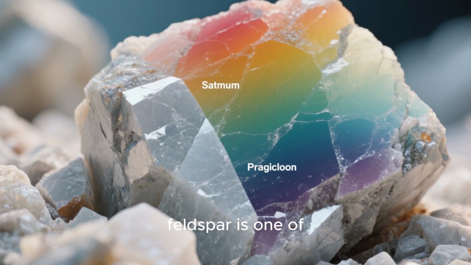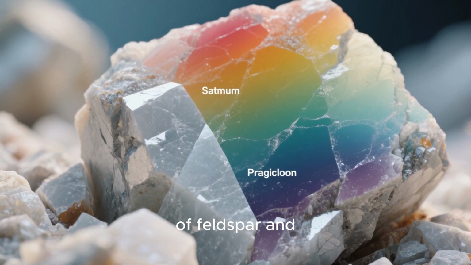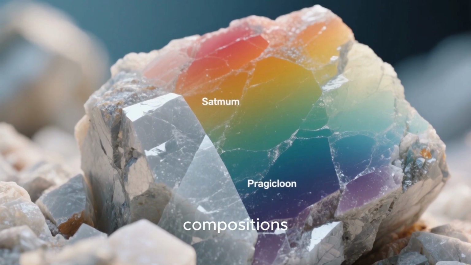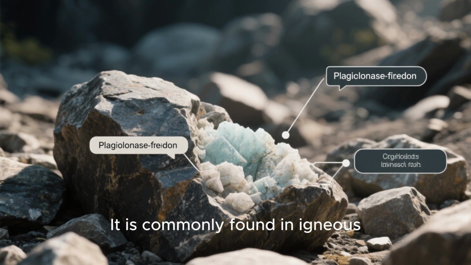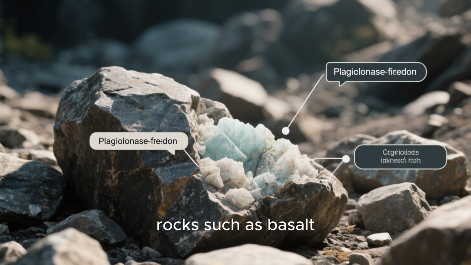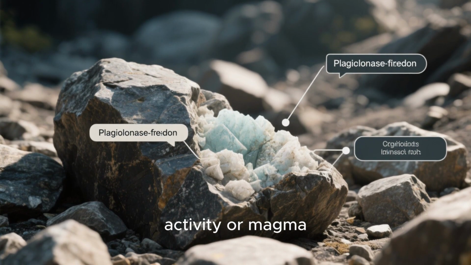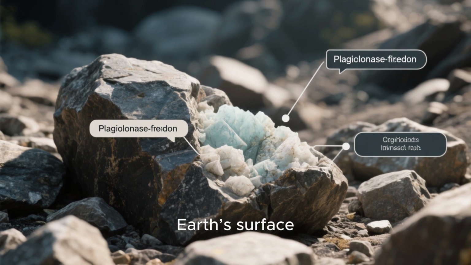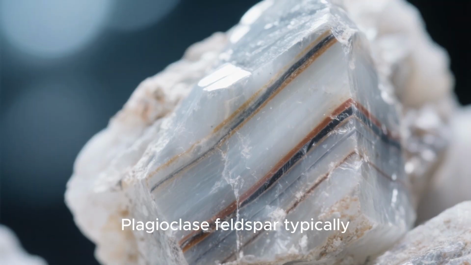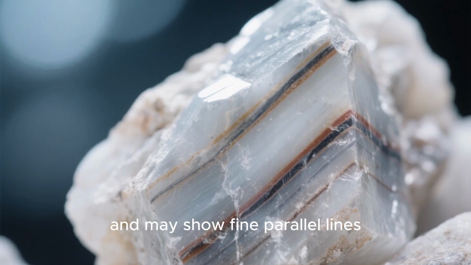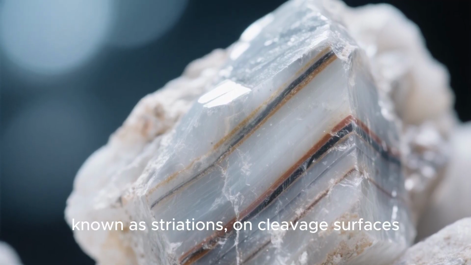Plagioclase feldspar is one of the 2 main types of feldspar and forms a continuous series between sodium-rich and calcium-rich compositions. It is commonly found in igneous rocks, such as basalt, gabbro, and diorite, which are often associated with volcanic activity or magma that cools beneath the Earth's surface. Plagioclase feldspar typically appears white to gray and may show fine parallel lines, known as striations, on cleavage surfaces.